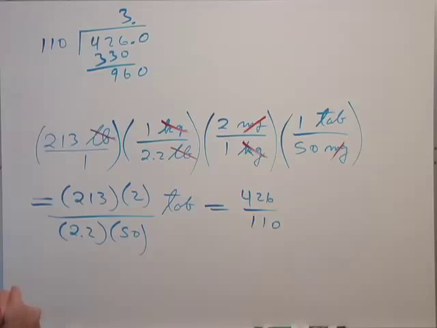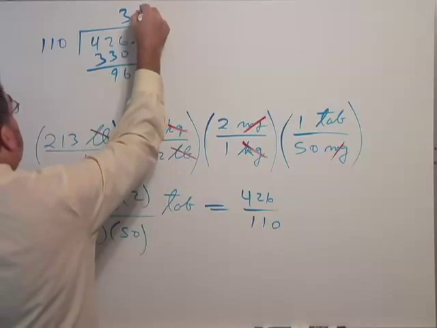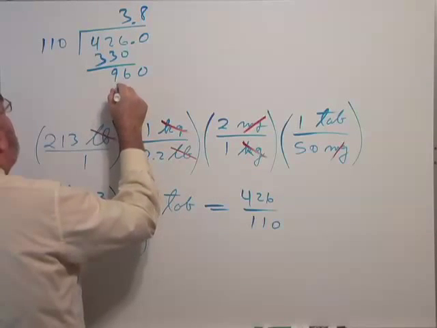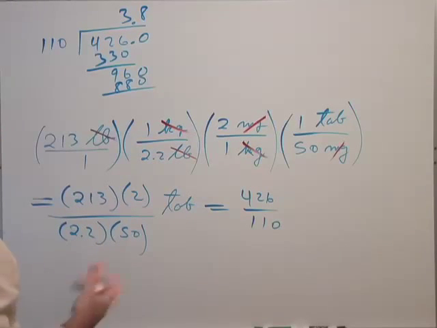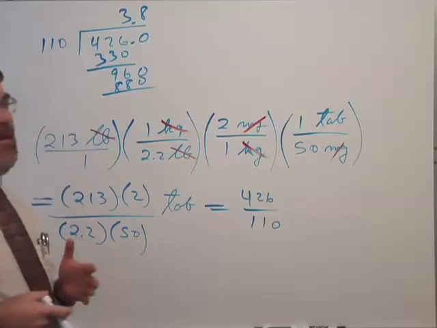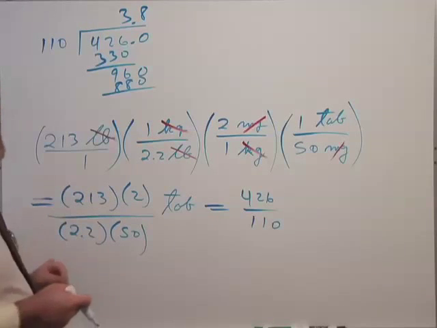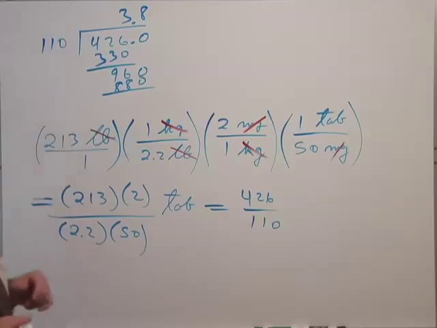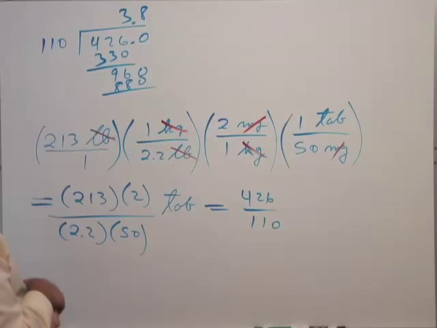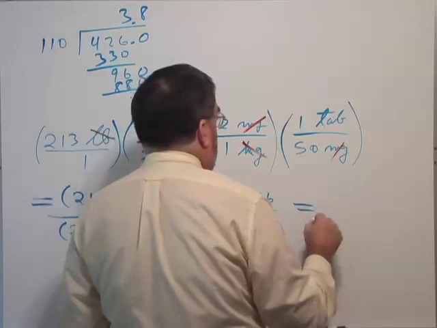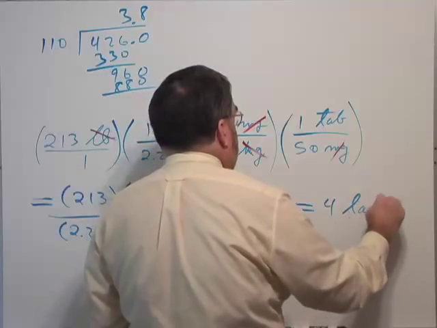Bring another 0 in. And let's see, 110 goes into 960 8 times. And so that would be 880. And, well, that's enough, is what we need, because tablets come in wholes. And so, actually, I believe this is 3.87 tablets, as it works out to, looks like to me. But in any event, it's going to round up to 4 tablets. So it's very close. So let's call it 4 tablets.